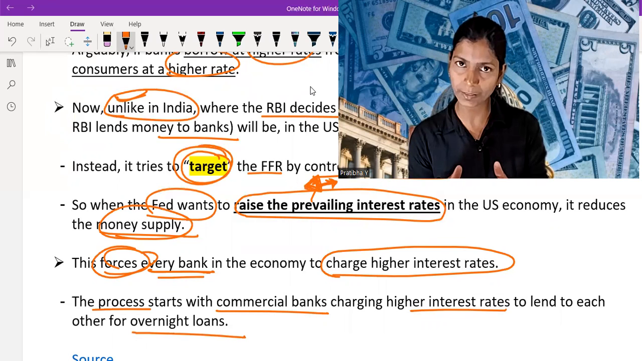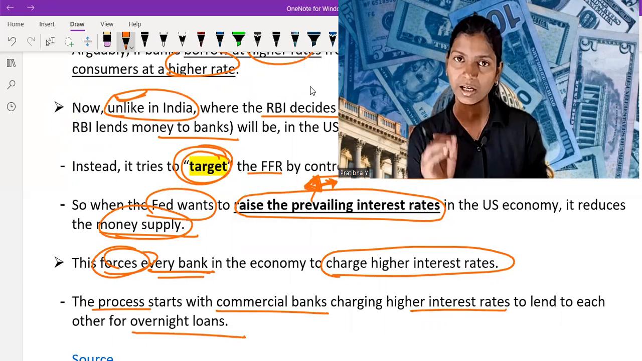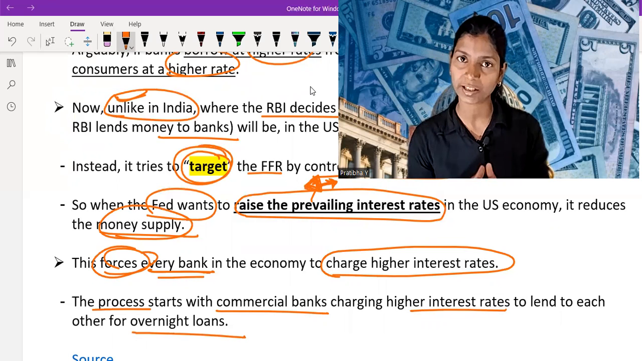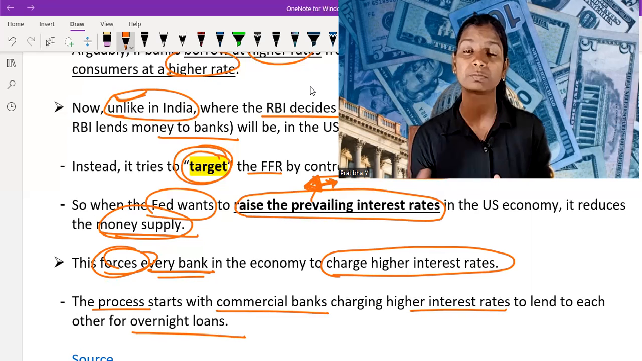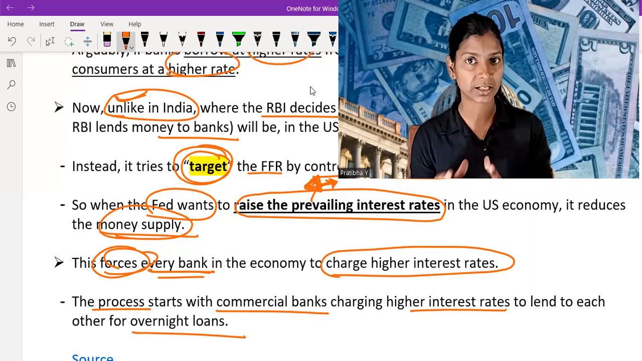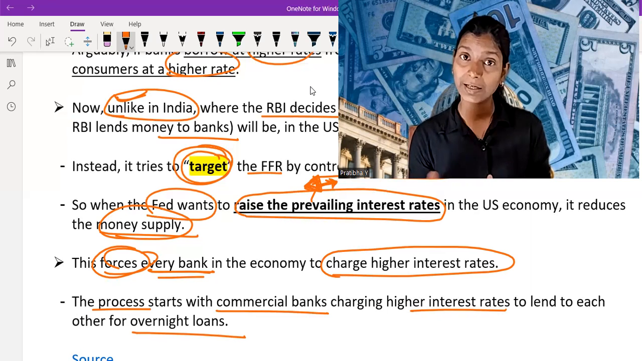When the supply of money is less in the market, it starts with the lending of commercial banks to each other at a higher interest rate. So I hope you understand the whole idea of FFR, its relation with the repo rate of India, the role of RBI, the role of the US Fed, how commercial banks charge more if the money supply is less in the market, and when they give this money to the consumer, they also charge a higher interest rate. The US Fed doesn't directly specify what the FFR is, but if it tries to raise the prevailing interest rate, it reduces the money supply in the market. So I hope you understand the whole idea of FFR.